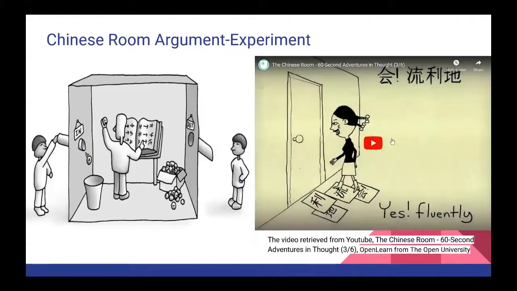One of the experiments that tries to understand robot perception is the Chinese room experiment, or argument, that is claimed by John Searle. The video will introduce you to the idea behind this argument.